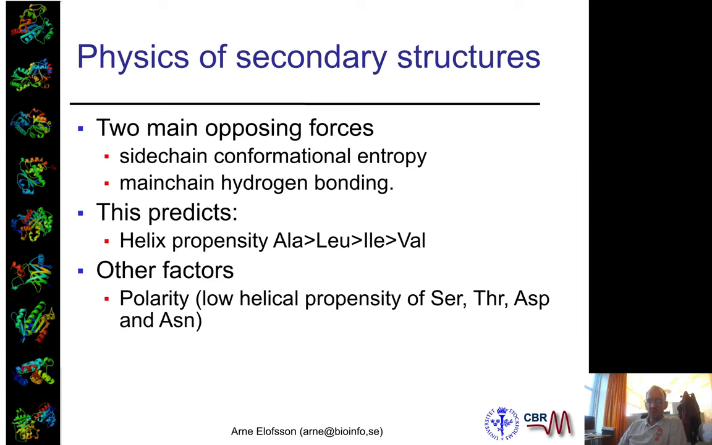And if you just take these two into account, you would, for instance, see that valine, which has a branched side chain, would not be as favorable to be in a helix compared to alanine. So you would have alanine winning, isoleucine losing, valine losing. So alanine is more favorable. However, there are also other factors, such as polarity, and you also have preferences to be in the N-terminal and C-terminal part of a helix because of the dipole moments.